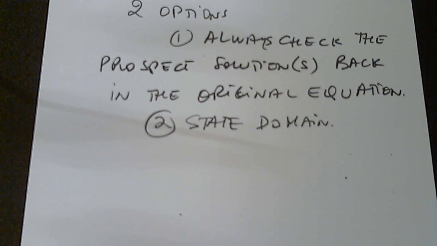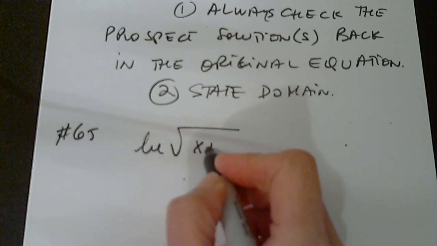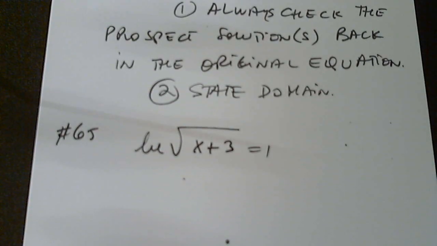They're on the next page, and we have 49 through 92. Let's take it slowly. Let's choose, or I will. Can we do 65? Yes. Let's look at 65. In 65, we have natural log of the square root of x plus 3 equals 1. Perfect.